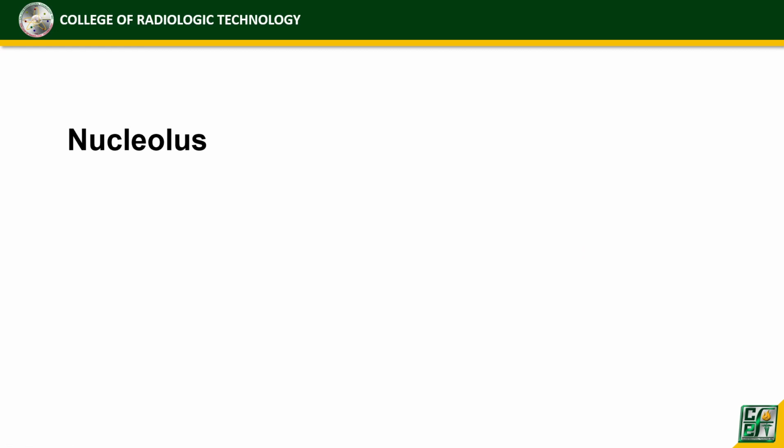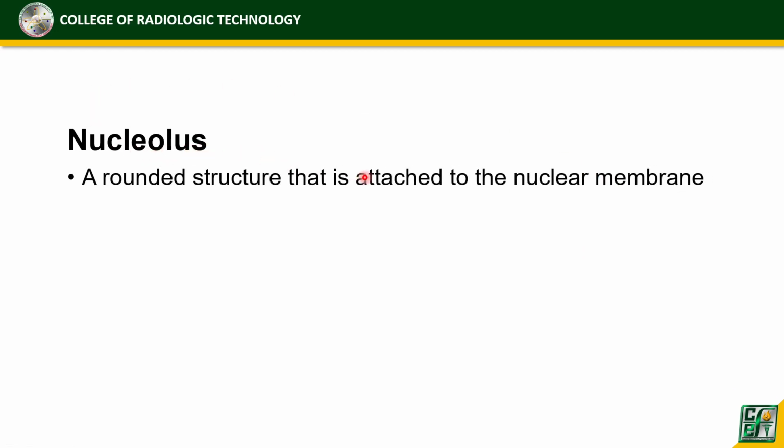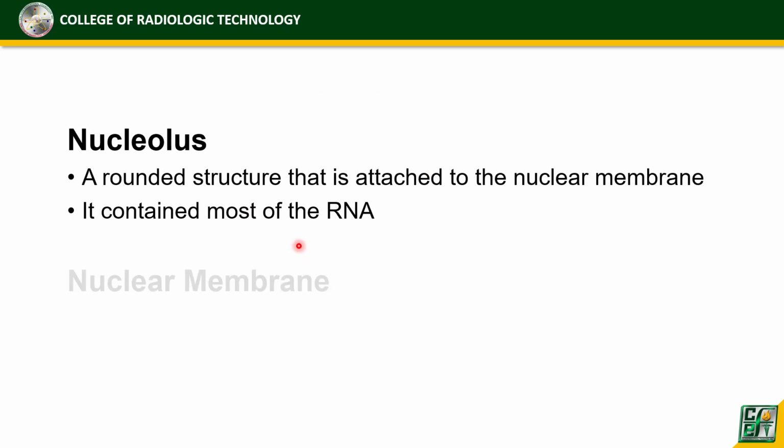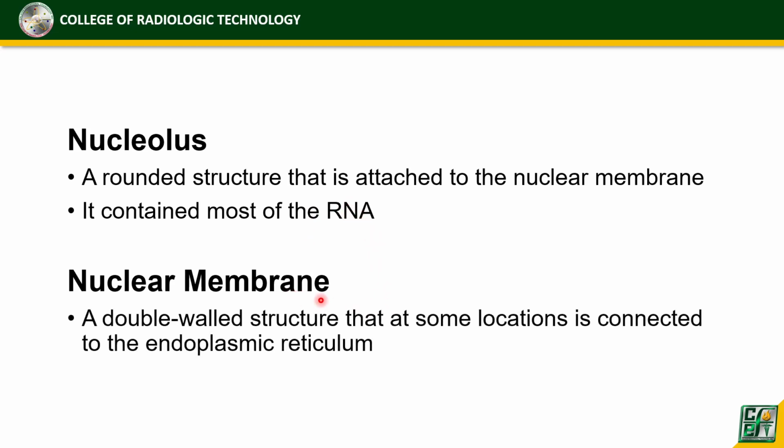Okay. So, inside the nucleus, the nucleolus can be found. It is a rounded structure that is attached to the nuclear membrane. It contained most of the RNA present in the nucleus. Okay. The nuclear membrane, however, is a double-walled structure that at some locations is connected to the endoplasmic reticulum. So double-walled structure siya.